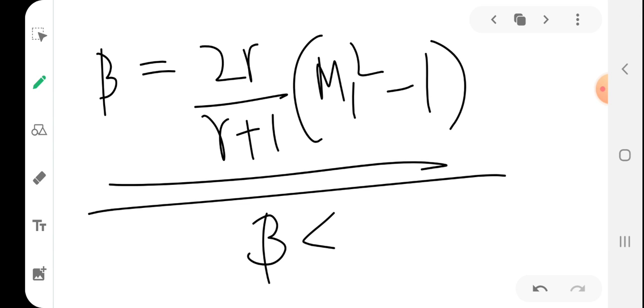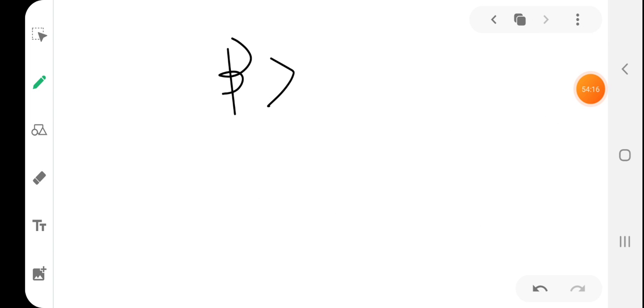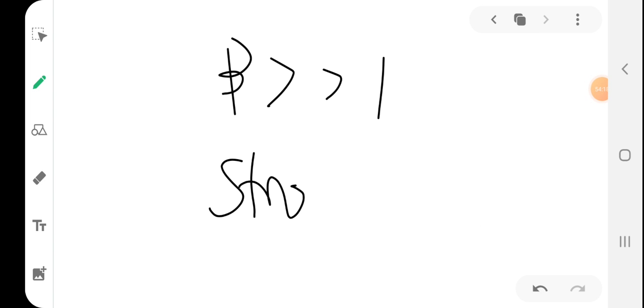If beta is much less than 1, it is a weak wave. A weak shock is one for which the shock strength and pressure increase are very small. If beta is much greater than 1, it is a strong wave. A strong wave has a very high value of beta. Beta greater than 1, strong wave.